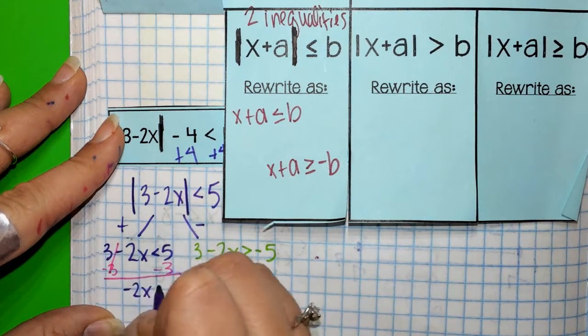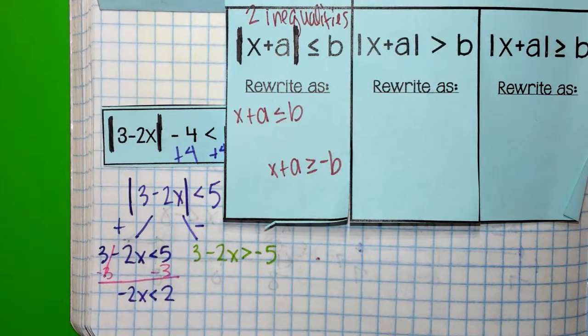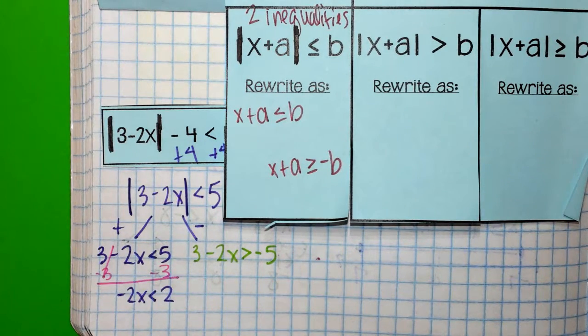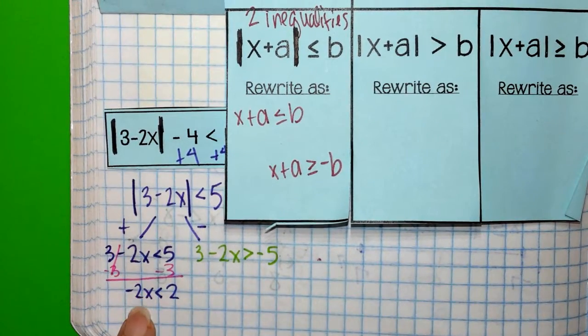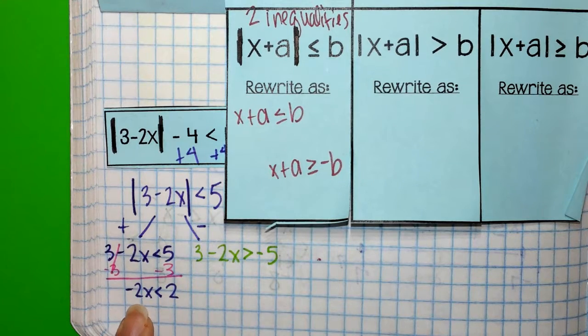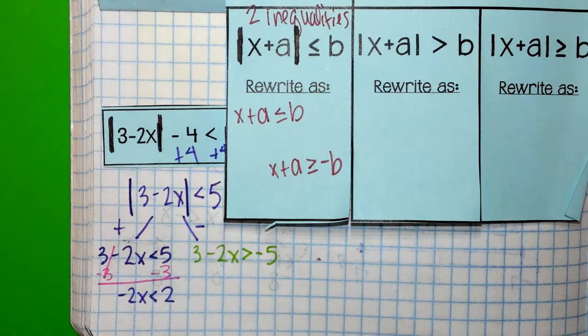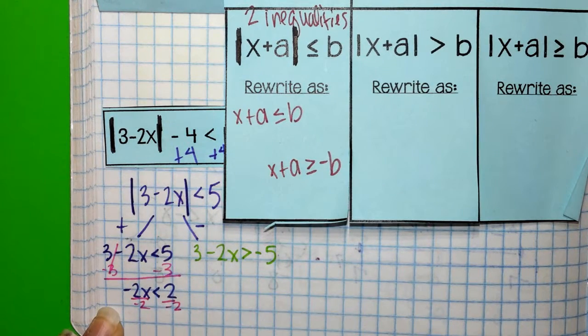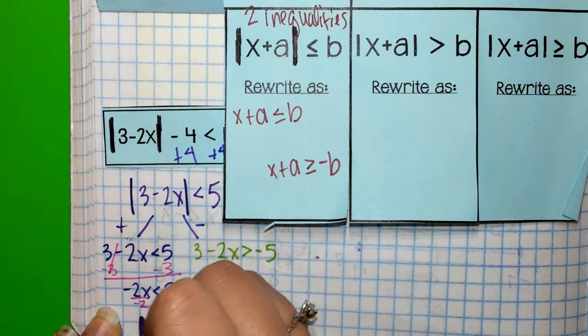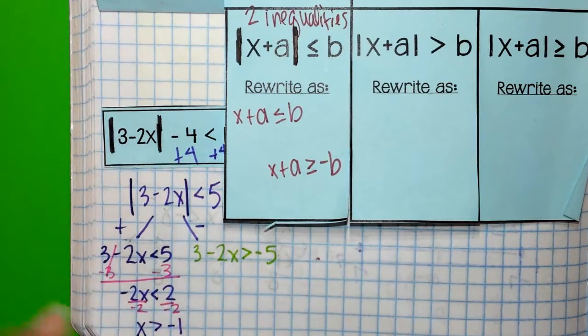Negative 2x is less than 2. Why is it negative? Because right here, the sign is a minus, right? So you keep your sign. Now what do we do? Divide by negative 2. So do we flip our signs? Because we divided by a negative.